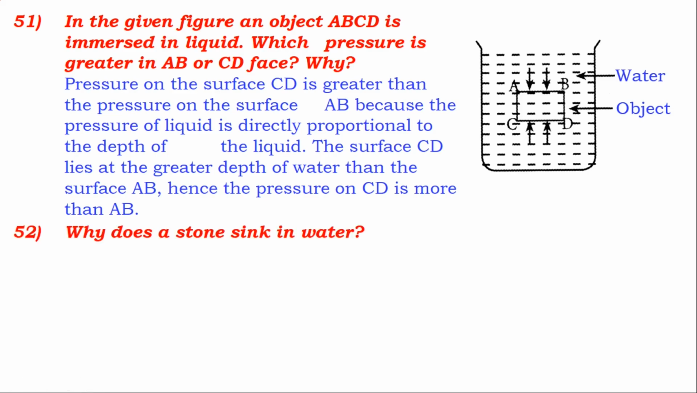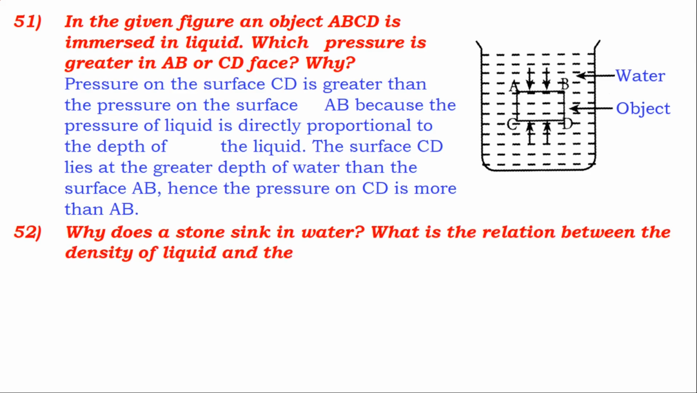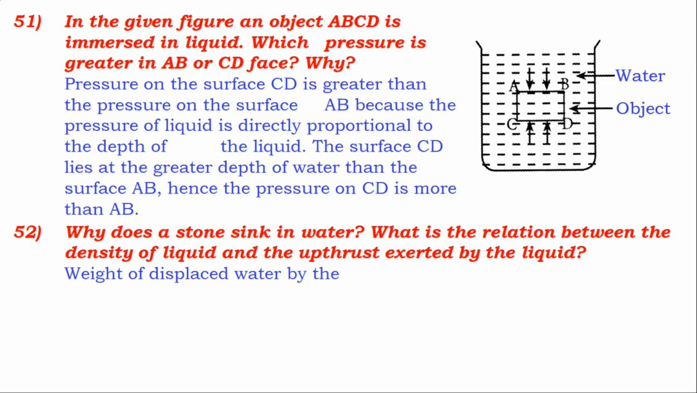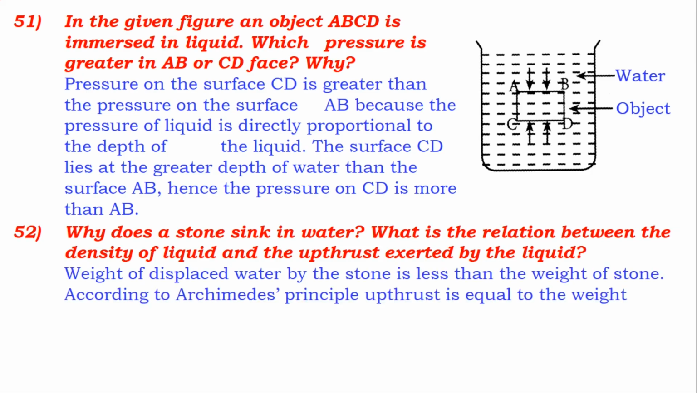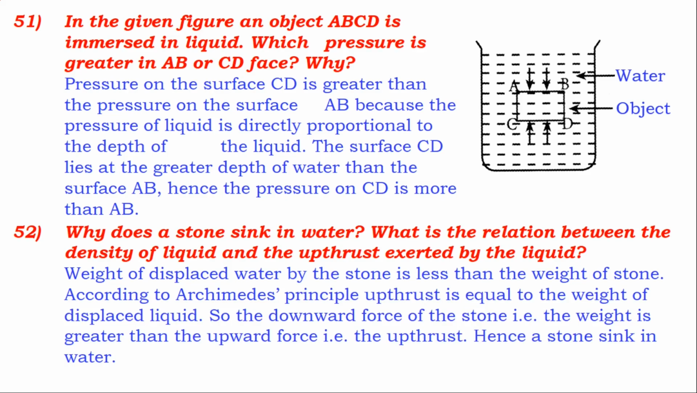Okay, next question. Why does a stone sink in water? What is the relation between the density of liquid and the upthrust exerted by the liquid? We can answer like this. Weight of displaced water by stone is less than the weight of stone. According to Archimedes' principle, upthrust is equal to the weight of displaced liquid. So the downward force of the stone, that is the weight, is greater than the upward force, that is the upthrust. Hence, a stone sinks in water.